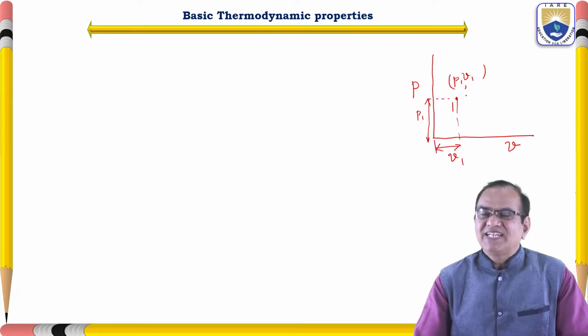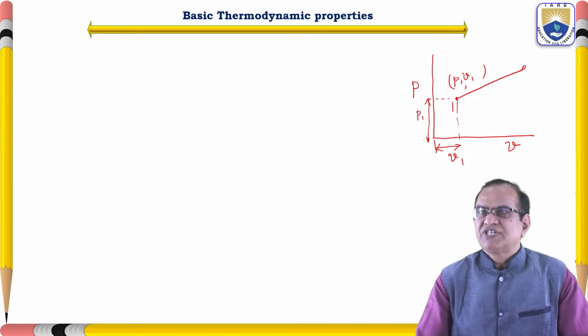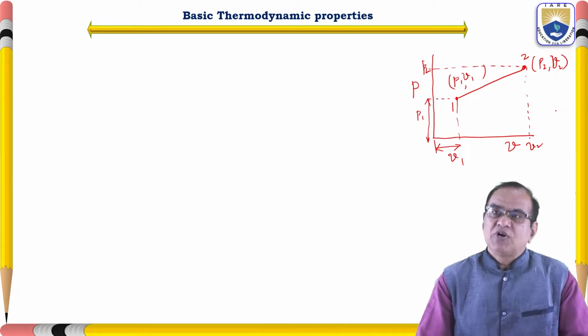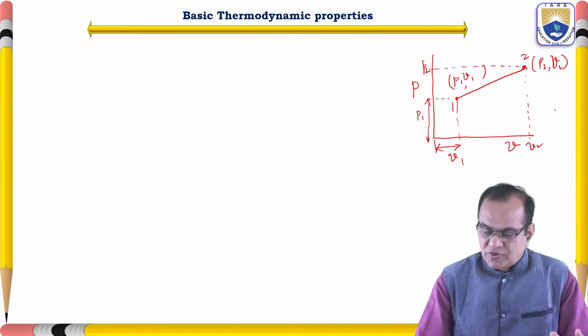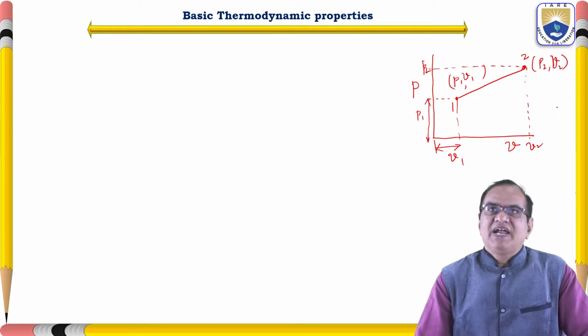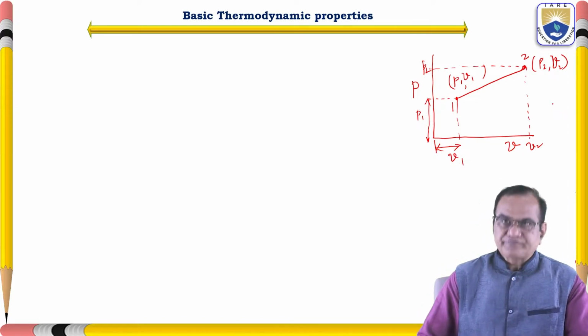If you want another state, it is here, state 2. If I draw a vertical line and a horizontal line like this, we get P2 and V2. So this state is P2, V2. Like this, we need a minimum of 2 properties to describe a state. Here I am only discussing 2 basic properties of thermodynamics, that is pressure and temperature.